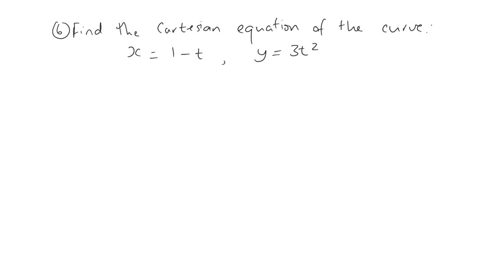Our last part then, find the Cartesian equation of the curve x equals 1 minus t and y equals 3t squared. So what you want to do in all of these types of questions is rearrange one and change the subject so it's t equals something. So I'm going to use this one. We bring the t over, that becomes t equals 1 minus x, and then we substitute it into y.